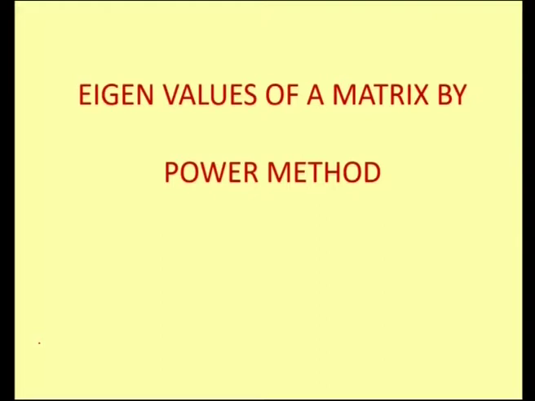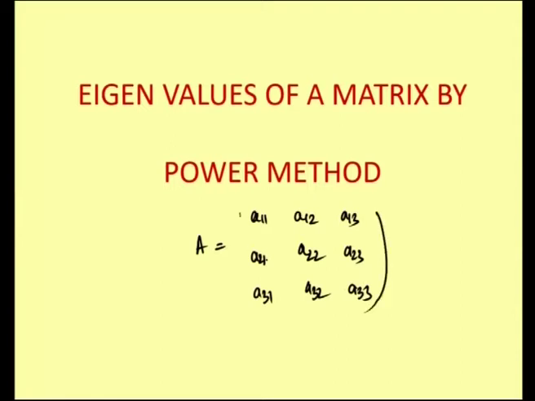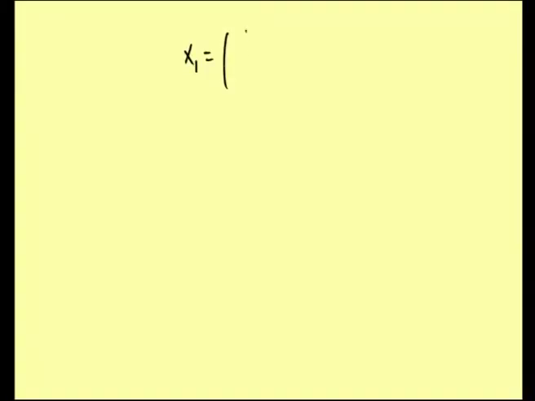Now, instead of this usual method, eigenvalues of a matrix can also be found by the power method. Take the given matrix as A with entries a11, a12, a13, a21, a22, a23, a31, a32, a33. The power method says: first take an arbitrary eigenvector 1 0 0, and then multiply A x1.